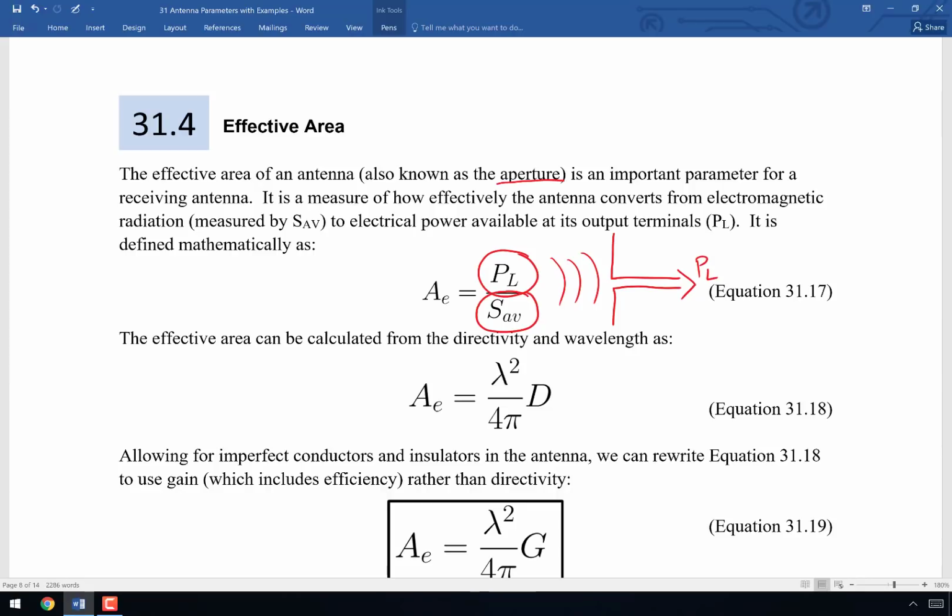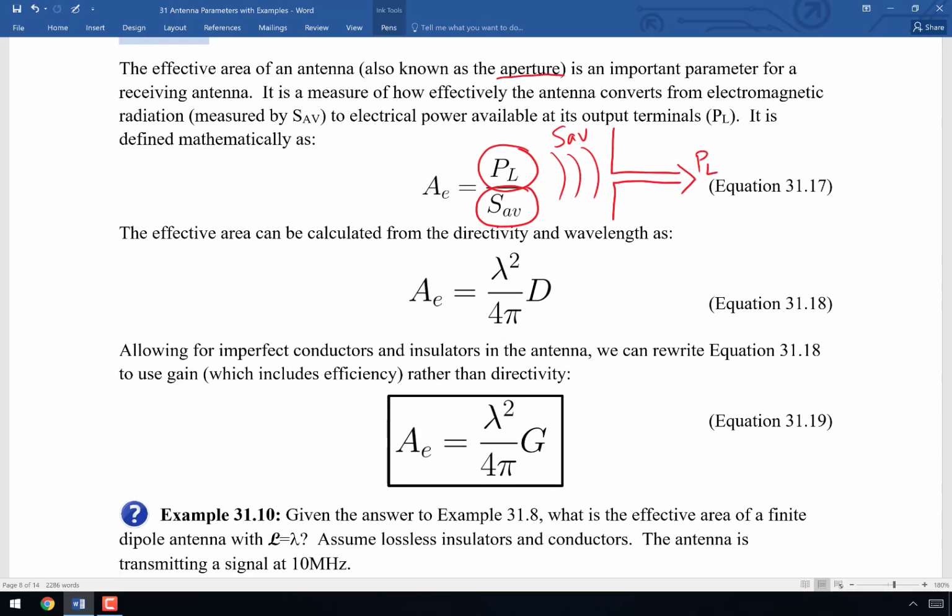out of that antenna. So if P sub L means power to the load, it's the load of the antenna. So I would be sending it to some sort of probably transistor amplifier. So the definition of the effective area is how much of the radiation, so how much of this S average gets converted into P sub L. Maybe it would be a lot, maybe it wouldn't be very much, but it's helpful to know what that quantity is.